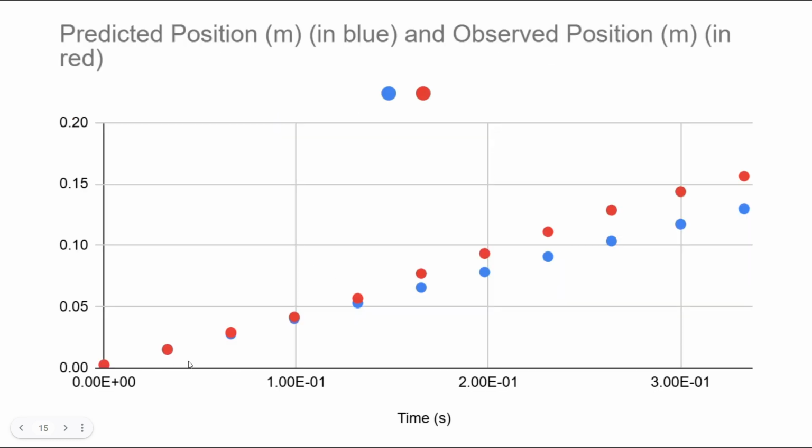And here is once again the graph. As you can see, as time progresses, it seems like the red seems to be going faster than the blue, and the red is the observed position, and the blue is the predicted position. And since they start out the same, it looks like red is speeding up compared to blue, which we know blue is constant because it's computational.